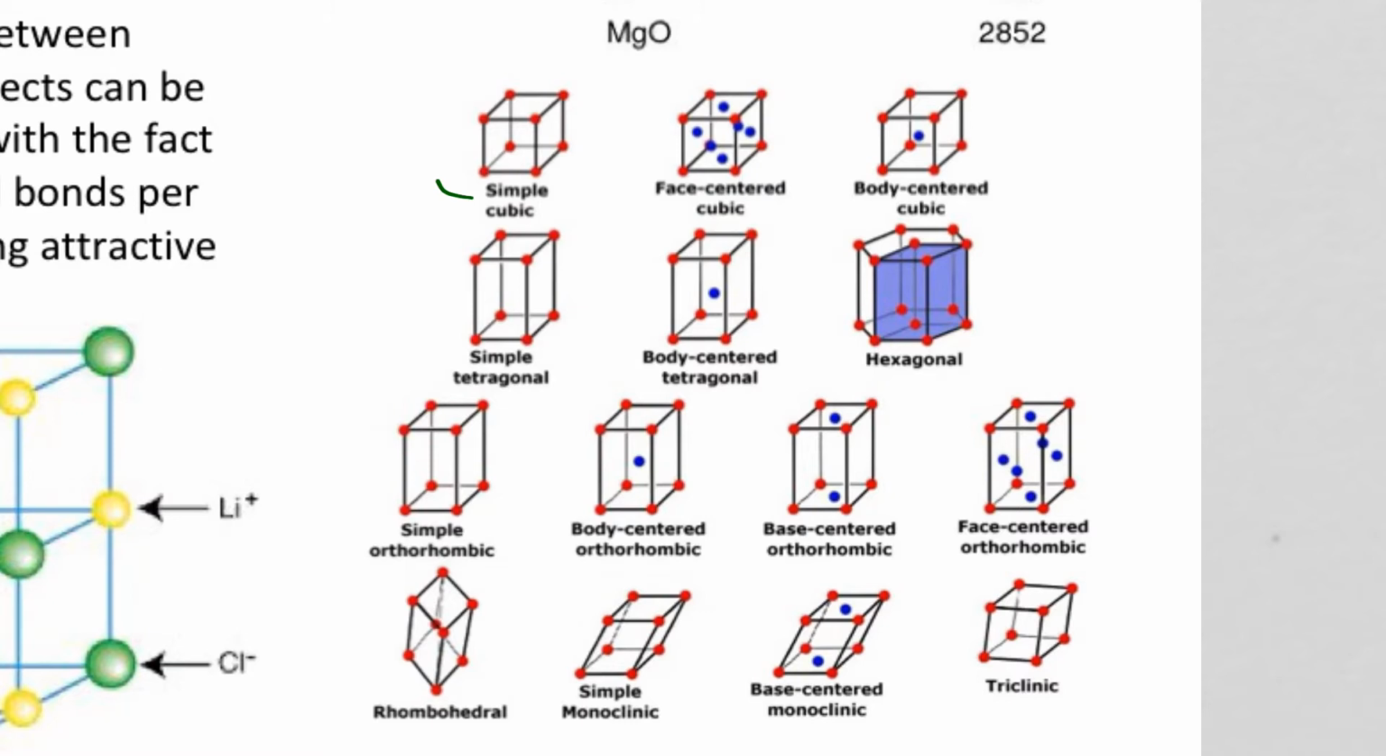You've got your simple cubic, much like sodium chloride is. You have a body-centered cubic, so there's something in the middle with other things around it. You have hexagonal, body-centered tetragonal, and all these different combinations in which you have these different structures and different orders based upon these different sized ions.